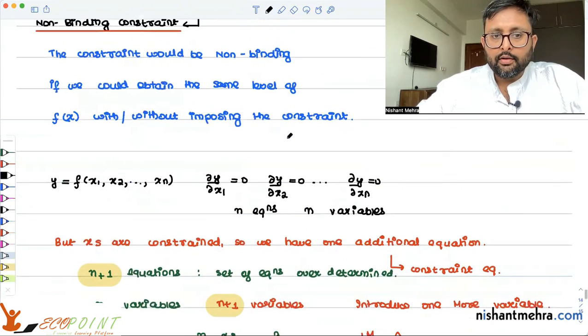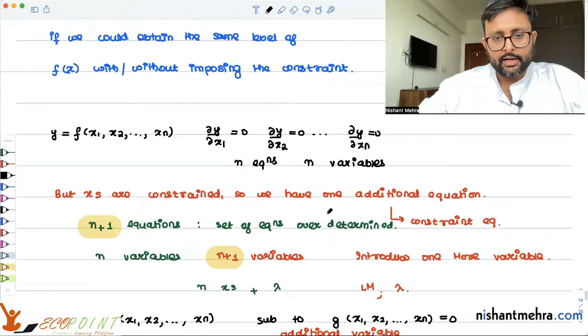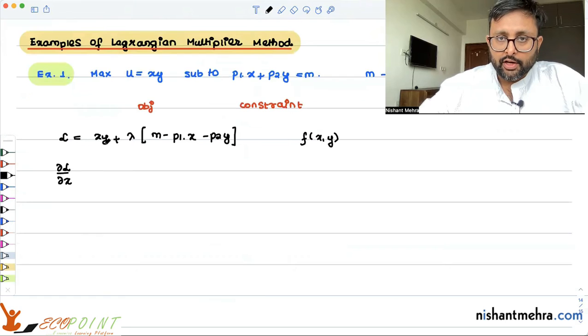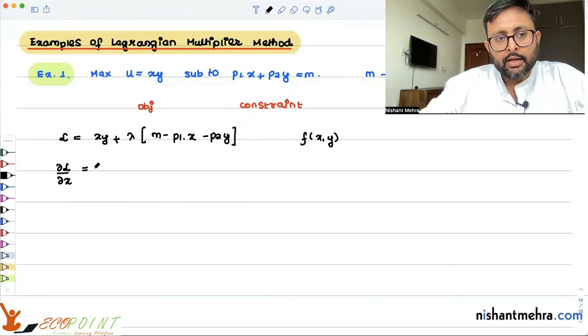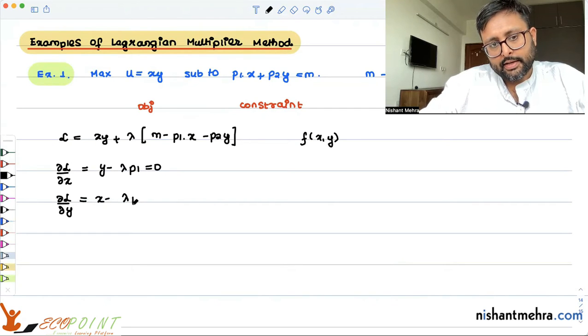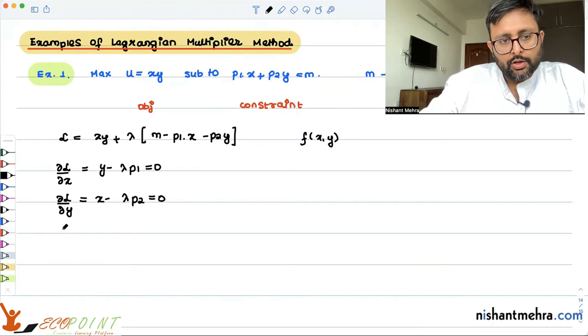Here, y equals f of x1, x2, and so on to xn, and for the unconstrained optimization you have n equations in n variables, and you try to solve those. Here, how many derivatives do you need to find out? One for each variable, x and y, and one for the constraint. So this lambda is also a variable now. We'll be treating it that way. So del L by del x is y minus lambda p1 equals 0. Del L by del y is x minus lambda p2 equals 0.